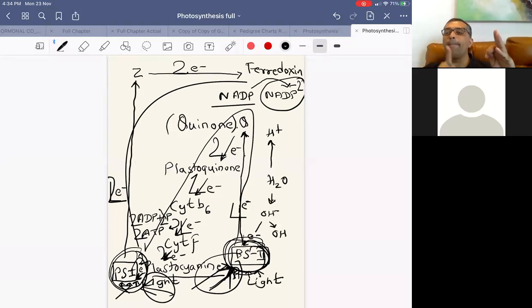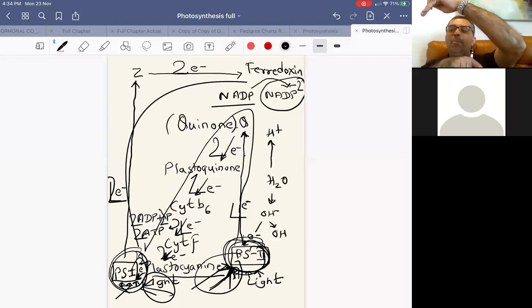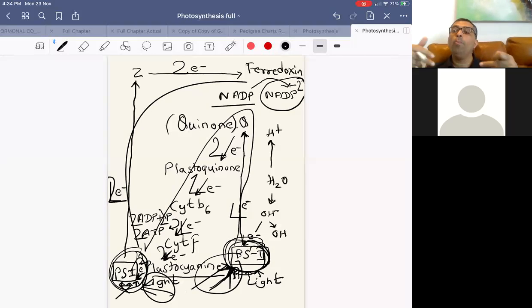तो once again PS2 1 फोटॉन, PS1 1 फोटॉन, 2 फोटॉन्स में PS2 to PS1 1 इलेक्ट्रॉन, PS1 to NADP अनदर इलेक्ट्रॉन. तो 2 फोटॉन में एक नॉन साइक्लिक प्रोसेस हुआ. तो वापस PS2 PS1 पे एक एक फोटॉन and PS2 to PS1, PS1 to NADP, in other words, 2 photons. So 2 plus 2 total 4 photons हो गए.